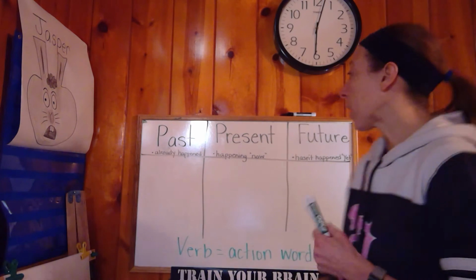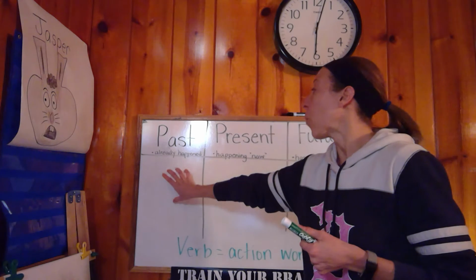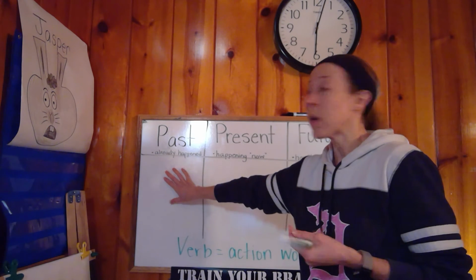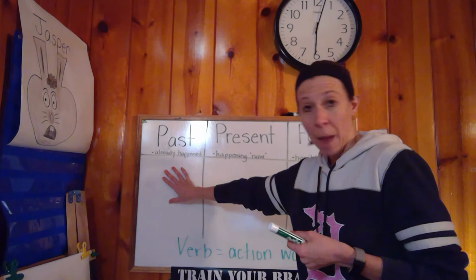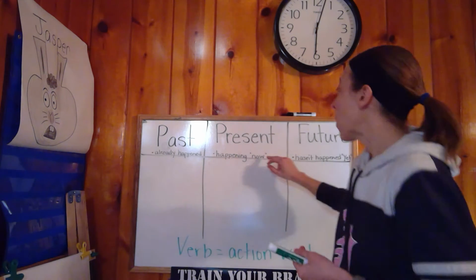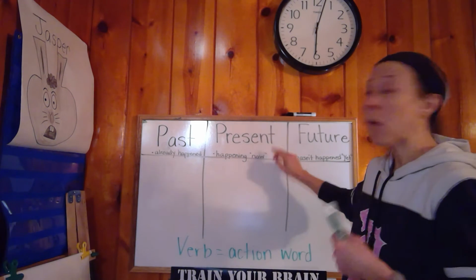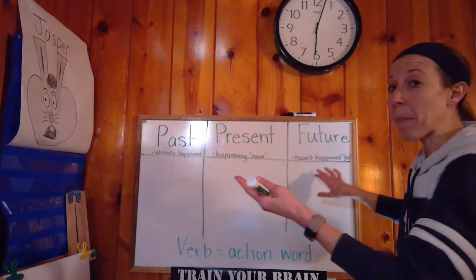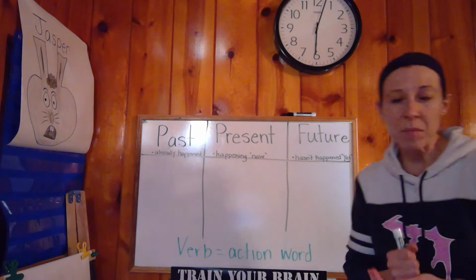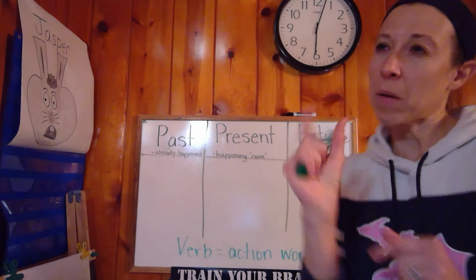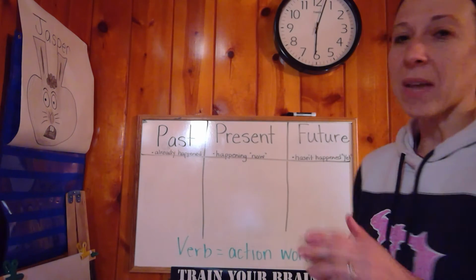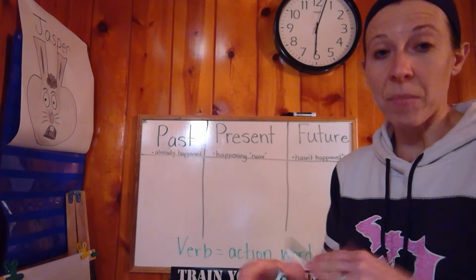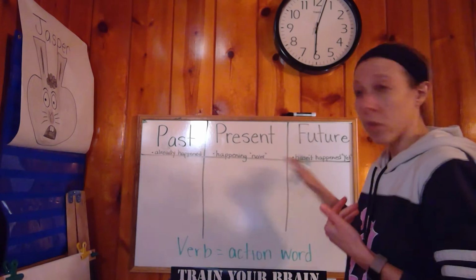So we're going to be talking about what you need to put at the end of a verb if it already happened, which is the past, what if it's happening right now, which is the present, and if it hasn't happened yet but it will happen, that's the future. So there are some key words or parts to words that you need to look for when you're trying to identify whether something has happened in the past, the present, or the future.